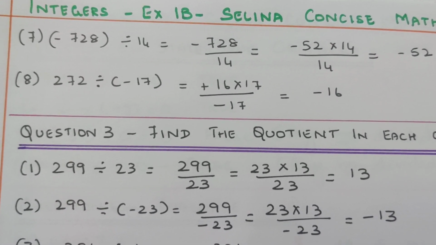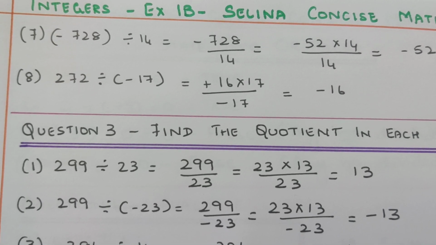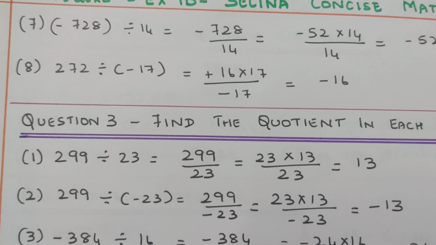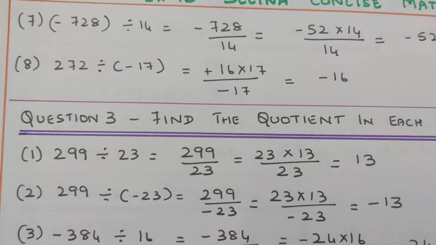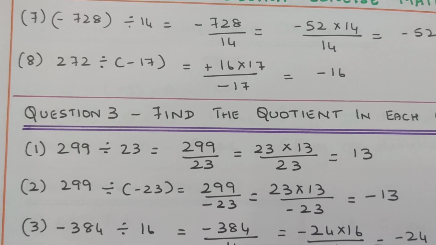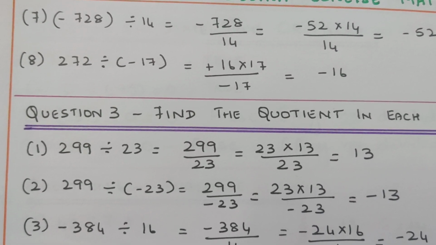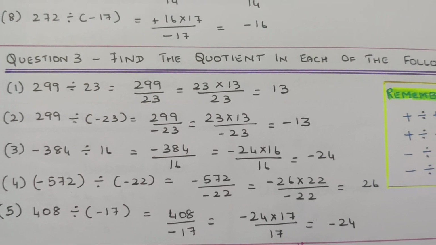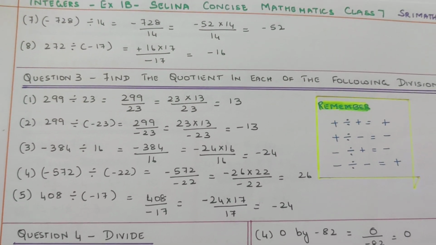The last one, 272 divided by minus 17. I split 272 as 16 into 17 divided by minus 17. The answer is equal to minus 16, since plus divided by minus is equal to minus. Hence the quotient minus 16. Question 3. They're asking you to find the quotient in each of the following division.